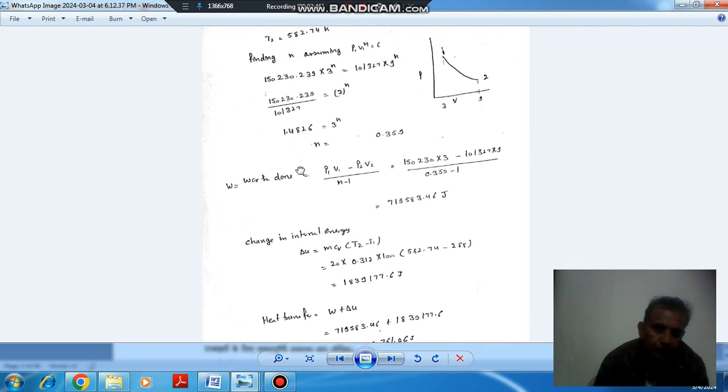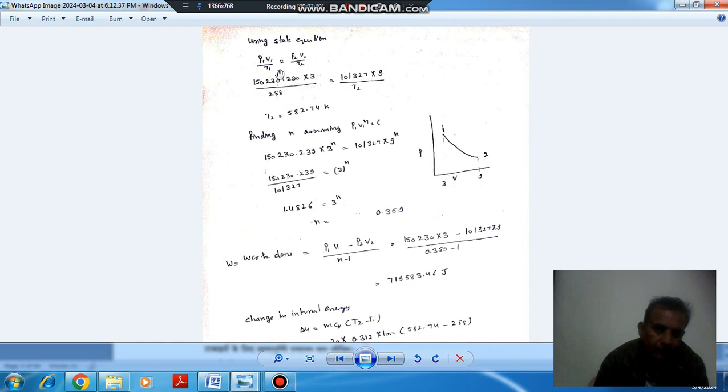So now for the argon, comparing initial and final state, we use the state equation P1 V1 by T1 is equal to P2 V2 by T2. P1 we have calculated, that is 150230, and V1 is 3, T1 is 288, P2 is 101327, and V2 is 9, and T2 we have to calculate. So T2 is 582.74. So this is the schematic diagram. This is condition one, this is condition two.